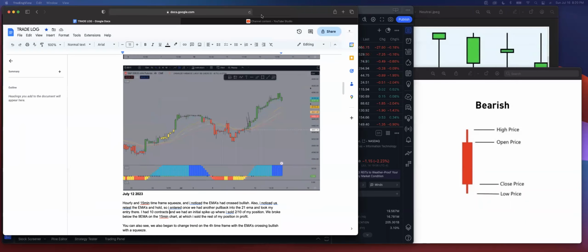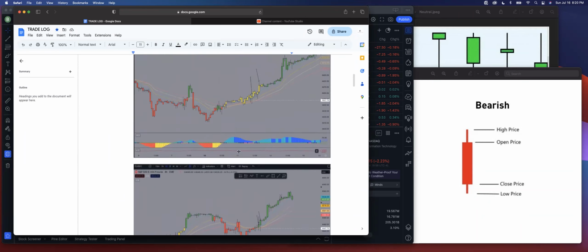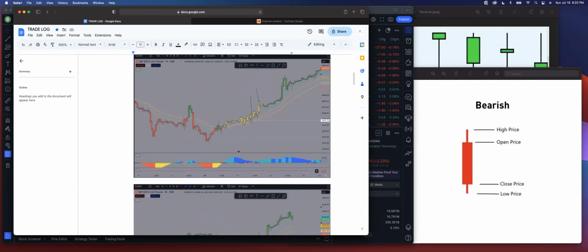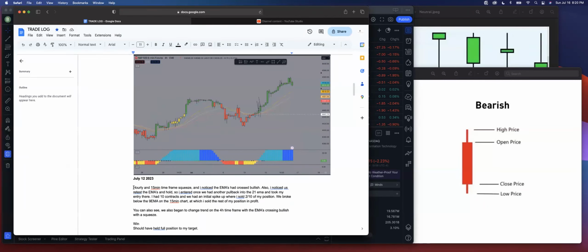Okay, so this is personally how I track my stats here. So here's basically one of my trades that I took July 12th, 2023. And I took 2 screenshots because I was using 2 time frames to trade this. So basically what happened is you can see I have my breakdown. So the hourly and the 15-minute were in a squeeze. I noticed the EMAs were crossing bullish. I actually just talked about this in the last class that we had for the signals chat. This was one of the trades we were talking about.